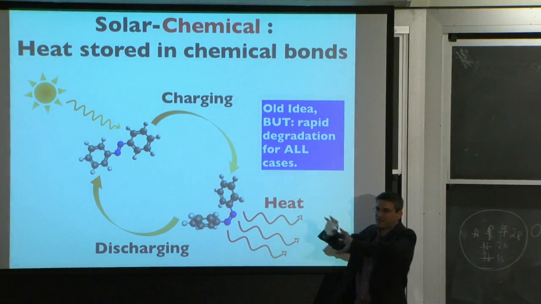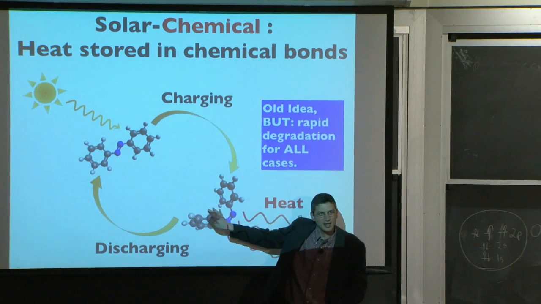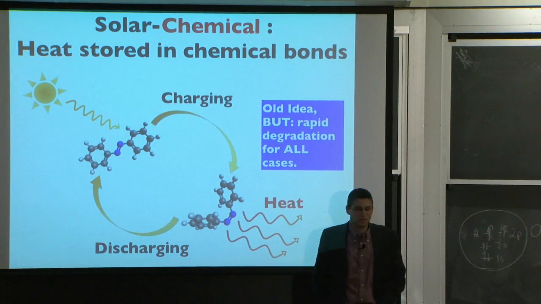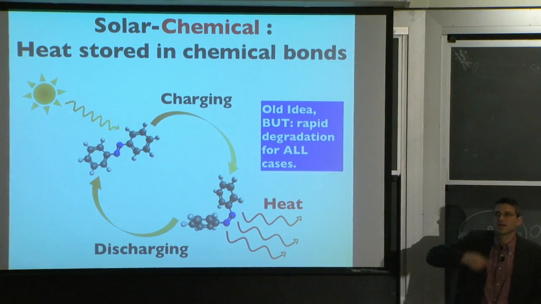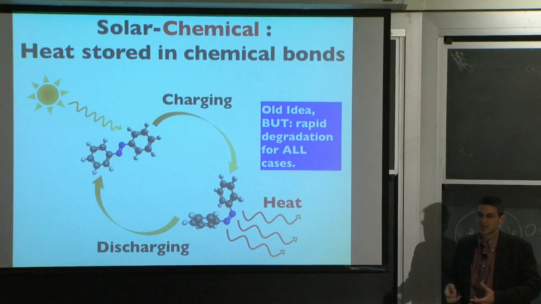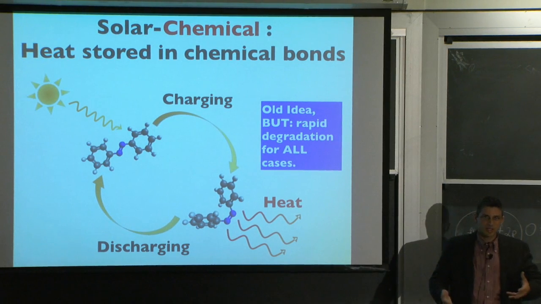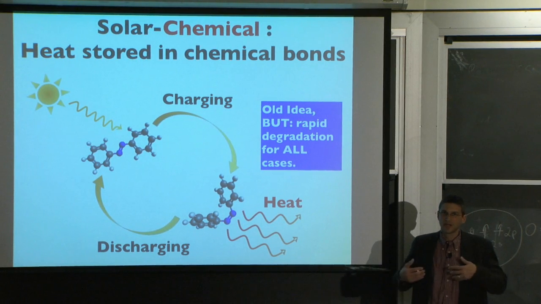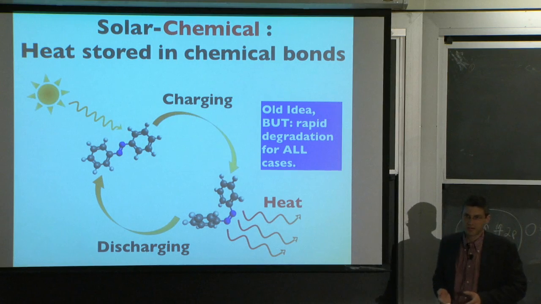And the reason as a field it was abandoned is because for all the cases that were studied in the 1970s that do this closed loop, they degrade. So you get this cycle, you charge up your fuel from the sun, you use it as heat somewhere, you bring it back, you charge it again, you use it again, and after 10 cycles, half of your fuel is toluene. Right? That's the problem.